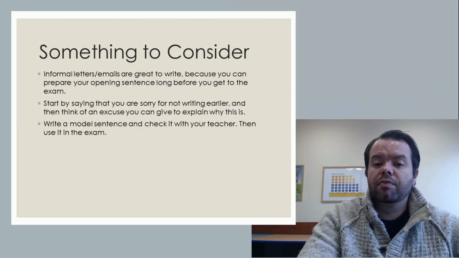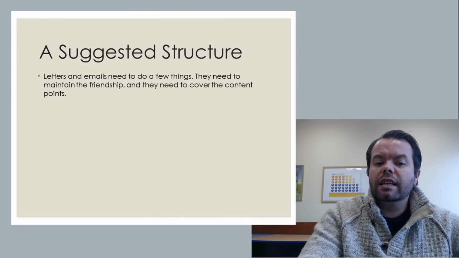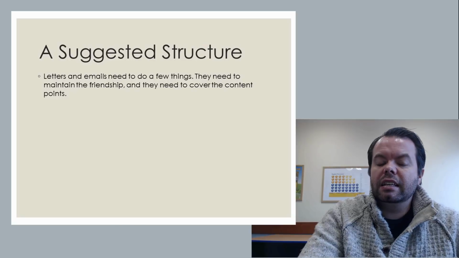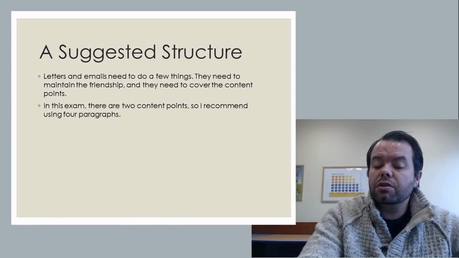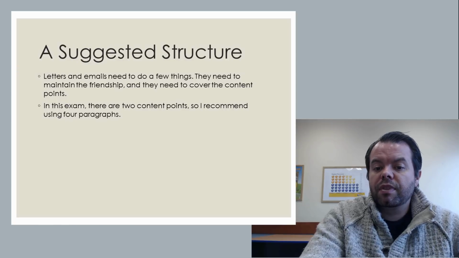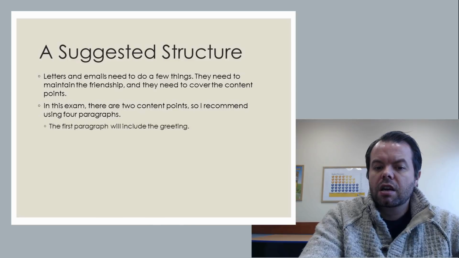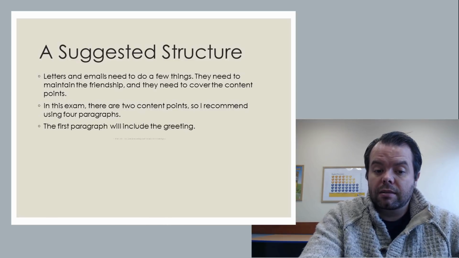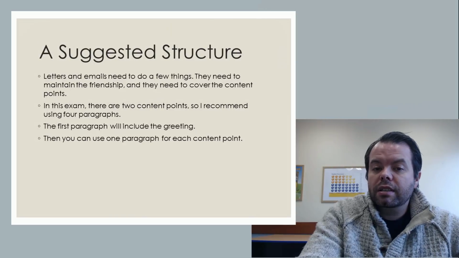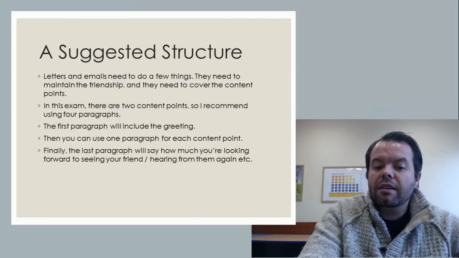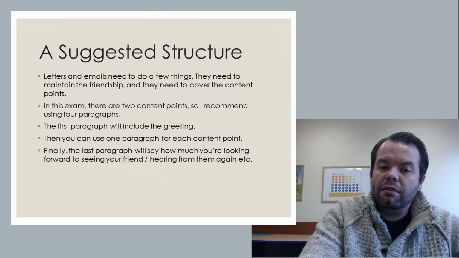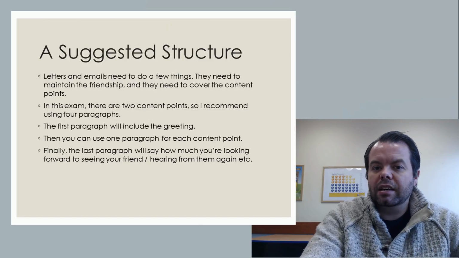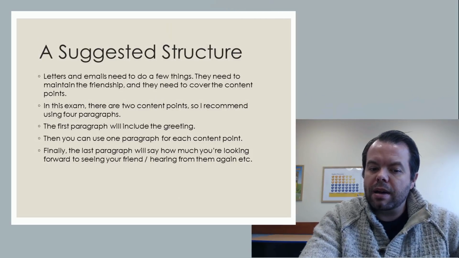There's another idea. So in terms of the structure, letters and emails need to do a few things. They need to maintain the friendship, but they need to cover the content points. So there are 2 real content points, as well as maintaining the friendship, so I recommend using maybe 4 paragraphs. The first paragraph will include the greeting. Then you'll have 1 point each for the content, and finally the last paragraph will say how much you're looking forward to seeing your friend or hearing from them again if you're expecting a reply to your letter or email.